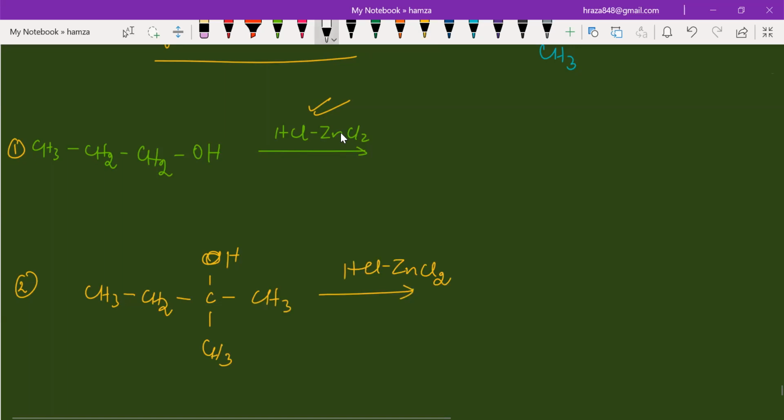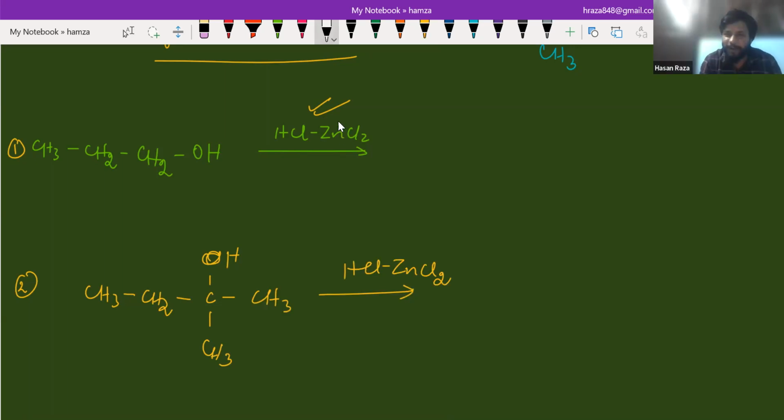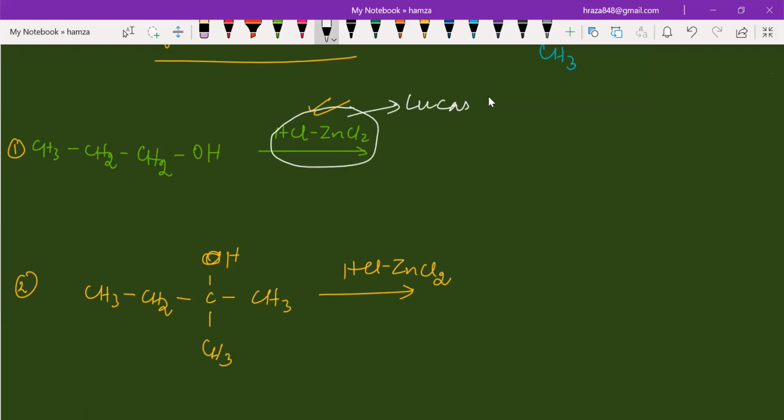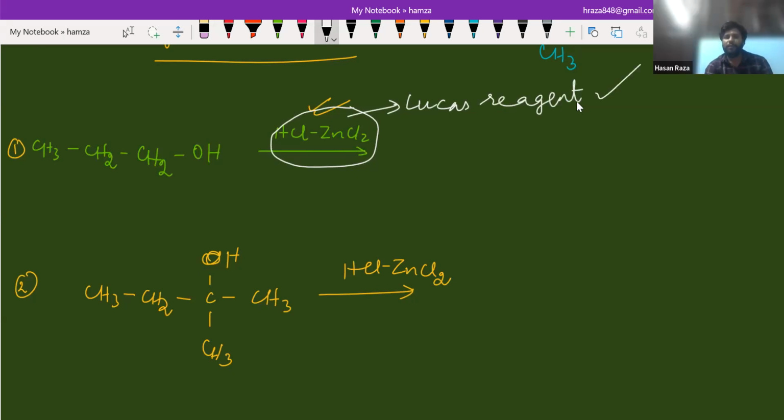Hydrogen chloride and zinc chloride. No, it's not like that. Yes, you can read it as hydrogen chloride and zinc chloride, but the reagent name is known as Lucas reagent. Yes, sir, I was asking for this Lucas reagent. So please write the product. It's very easy. You can do that, and if you are unable to do it, please let me know.